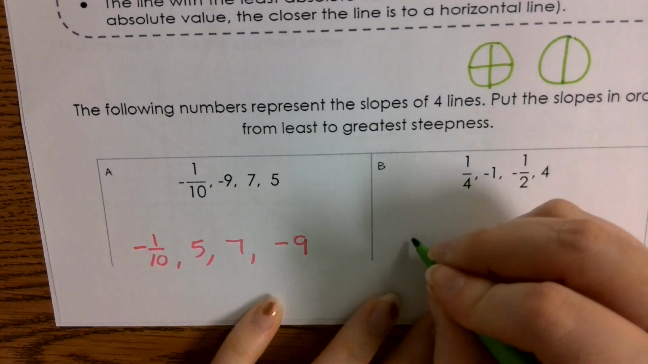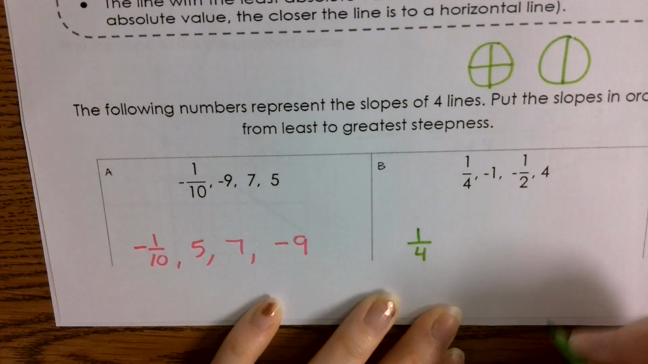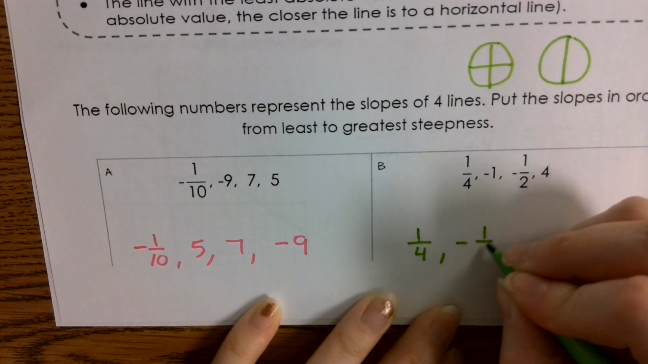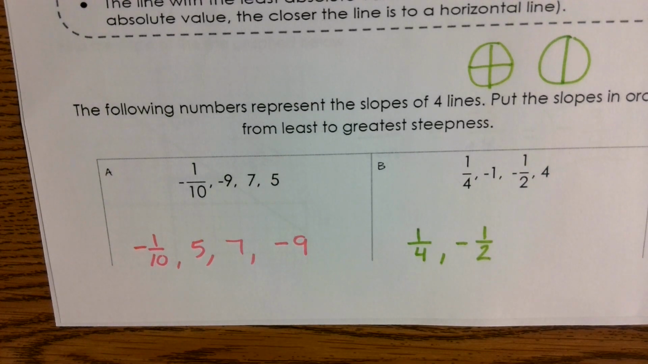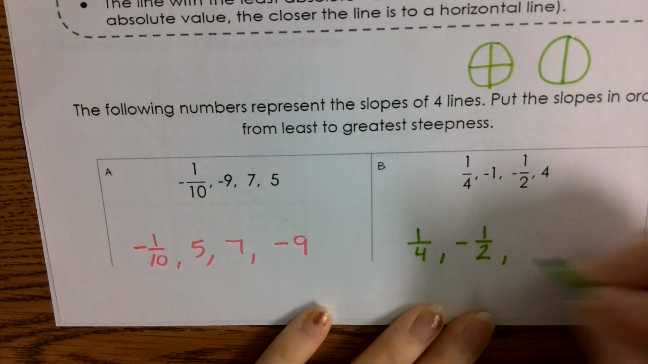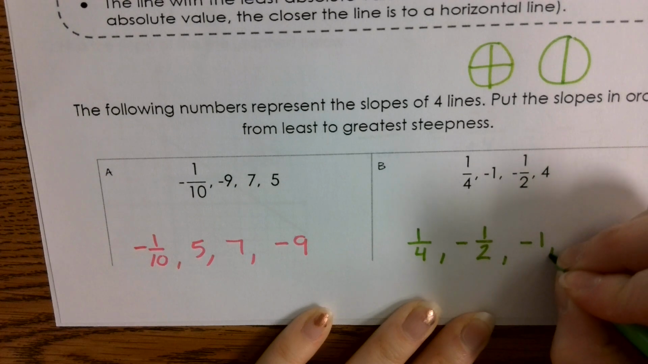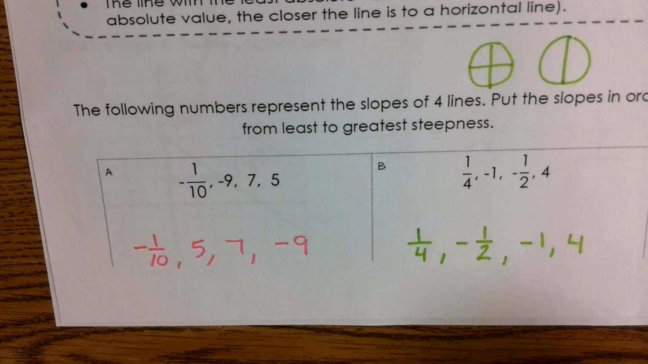So this 1/4 is going to be the smallest, followed by that -1/2, for steepness. And then it's going to be -1, followed by 4. So those are the orders for our steepness.